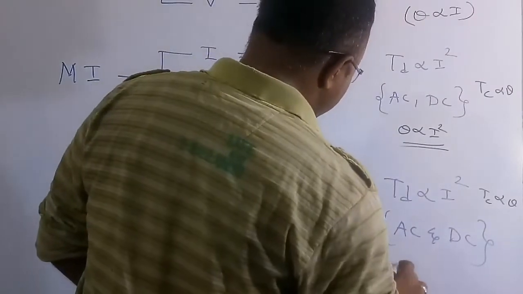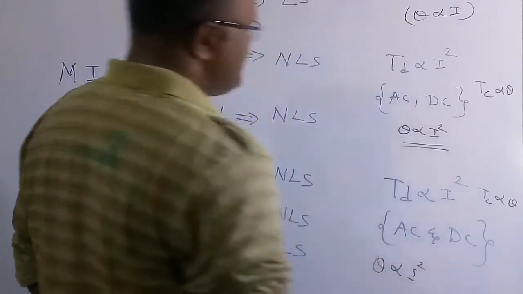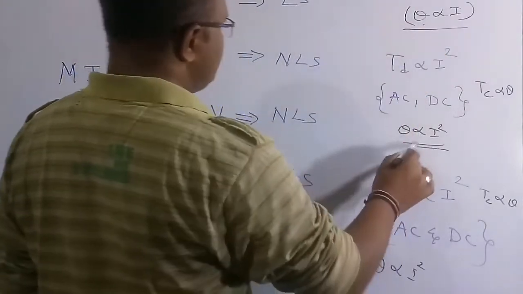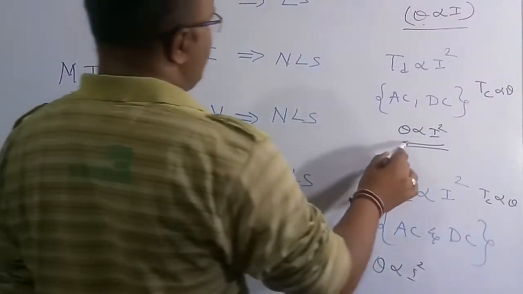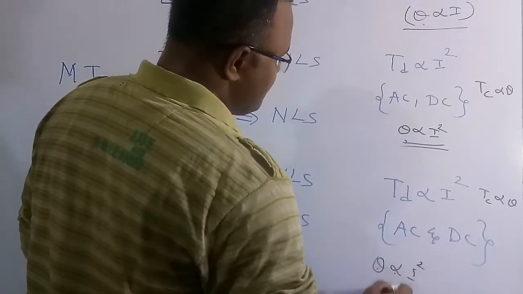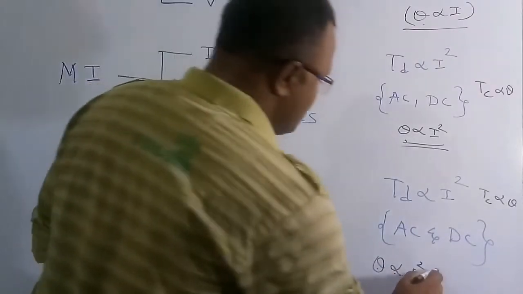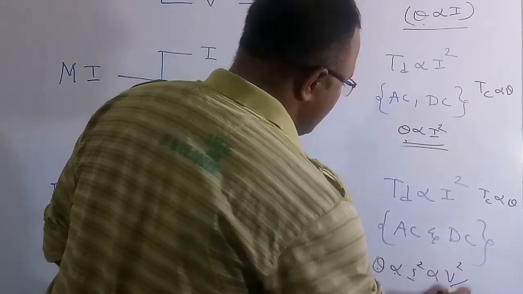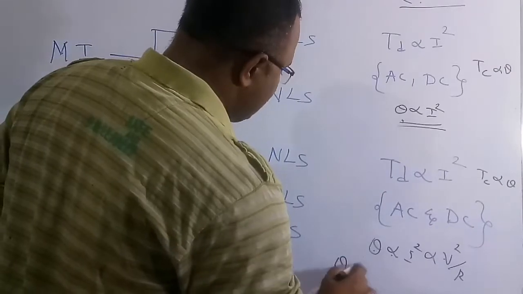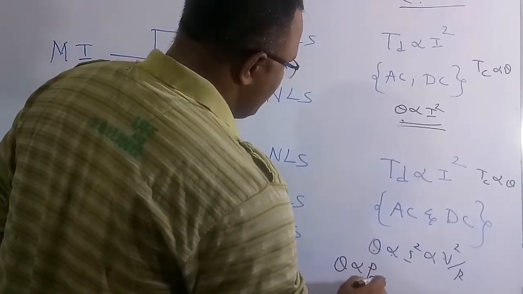So here, linear scale for current and linear scale for voltage. In the other case, non-linear scale for current and non-linear scale for the voltage, and in this case theta is directly proportional to I square, where I is equal to V by R. If you substitute here, we are going to get V square by R. So therefore, it has the non-linear scale for both current and voltage, but theta is directly proportional to the average power you are going to get.